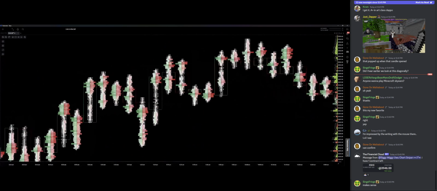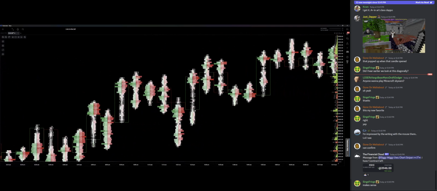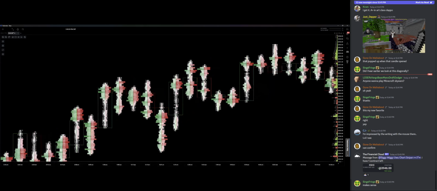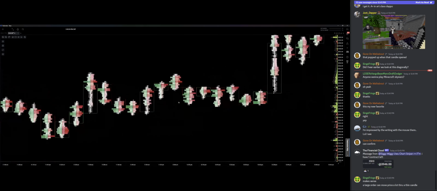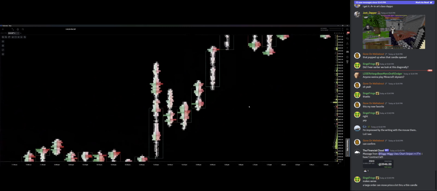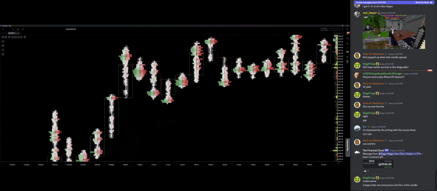Like these thin areas, right? Because when you market order, you're going to get filled at the best possible price. So that's where there's someone willing to sell. Right? So like this whole thing could be one order in theory.